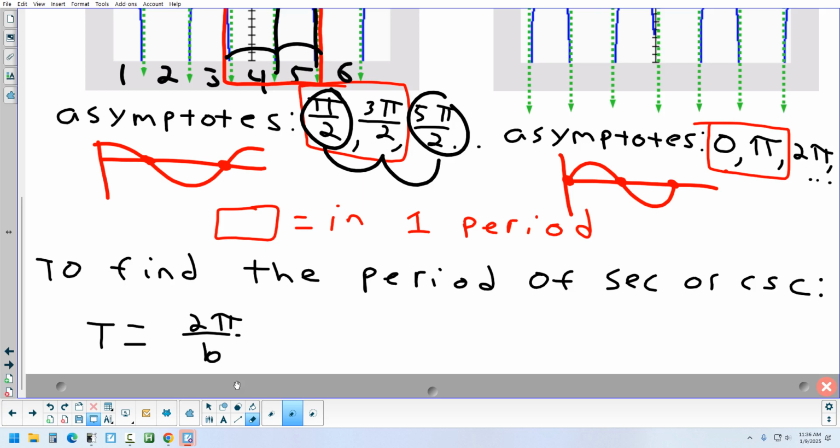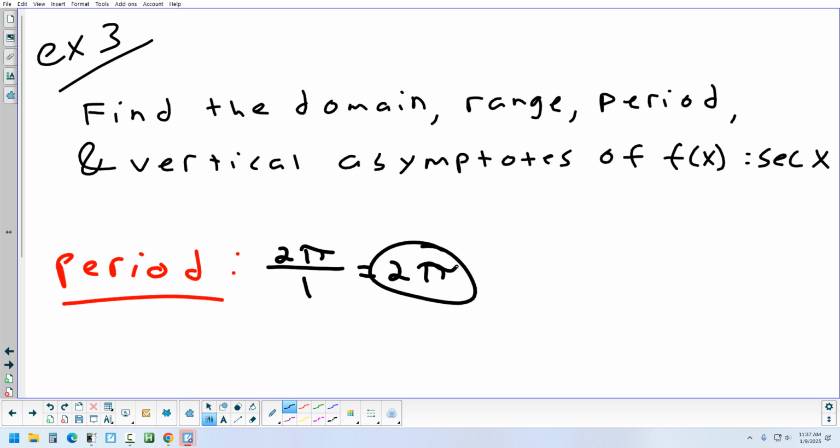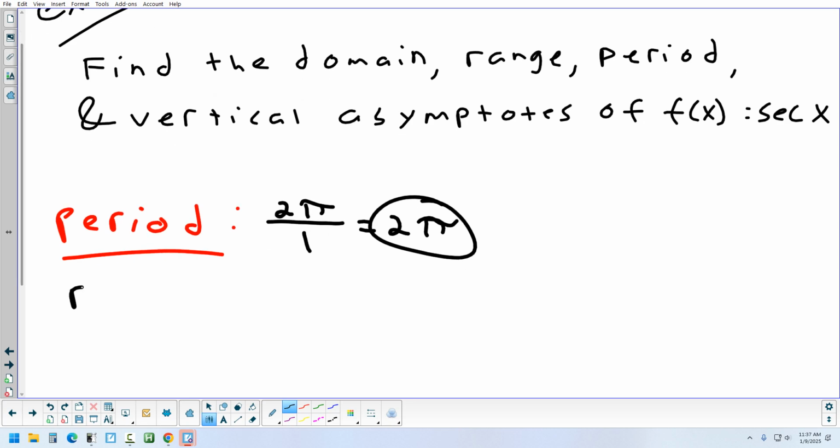All right. So now let's fill in our period length. What's b in this problem right here? 1. So there is no change to the period. So it's 2 pi divided by b, or 2 pi. So that's my period. Okay, let's do the range next.